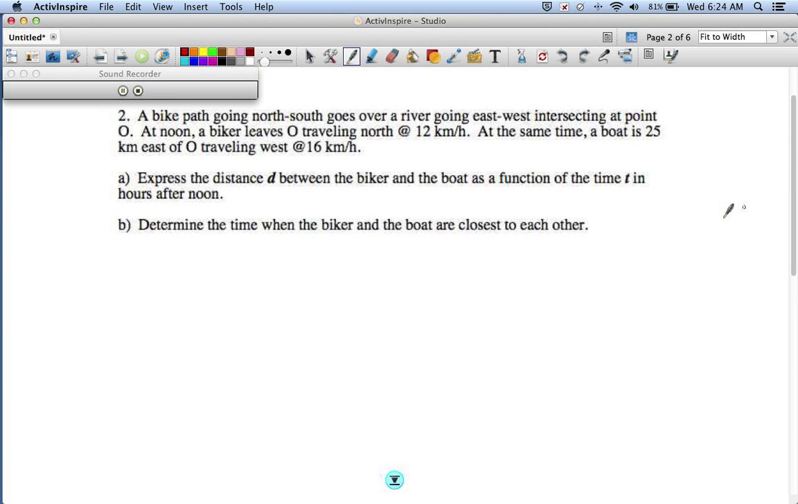In problem 2, a bike path is traveling north and south. North obviously is up here, south is down here. It goes over a river that goes east to west. So here's west, here's east. And they intersect at point O, so we'll call this O.